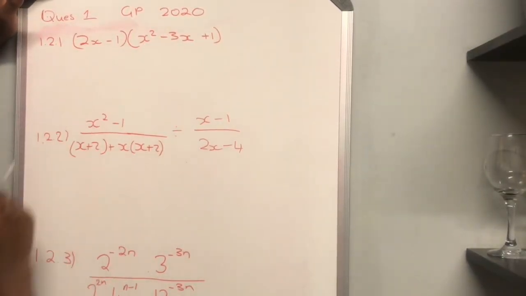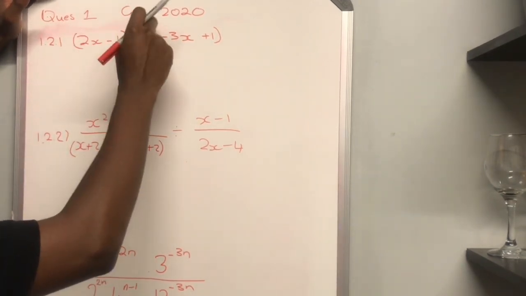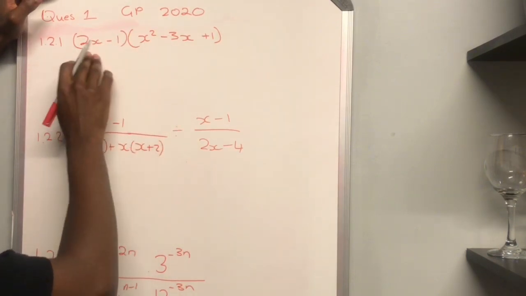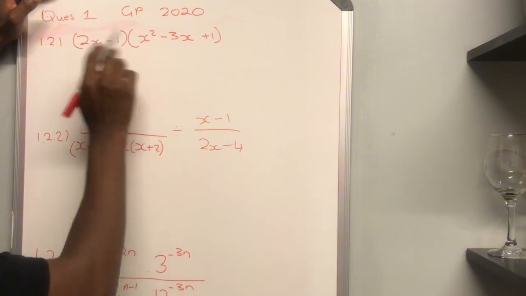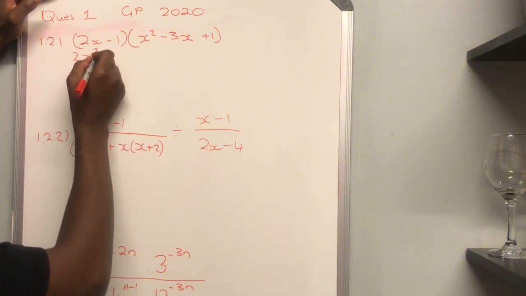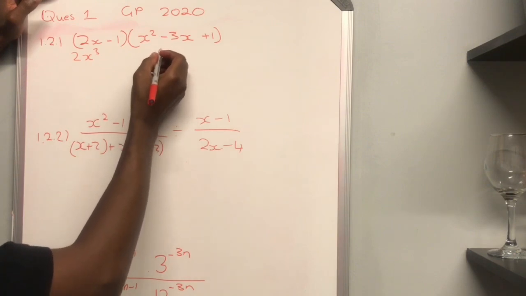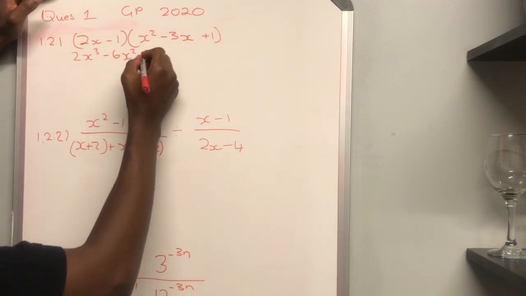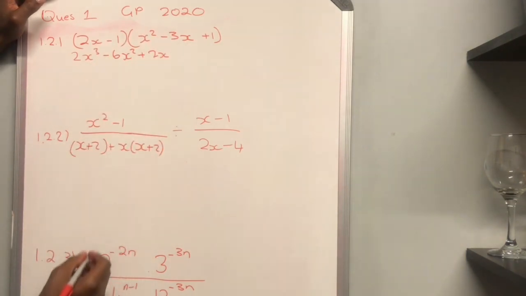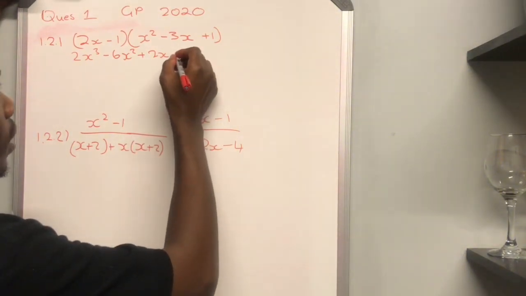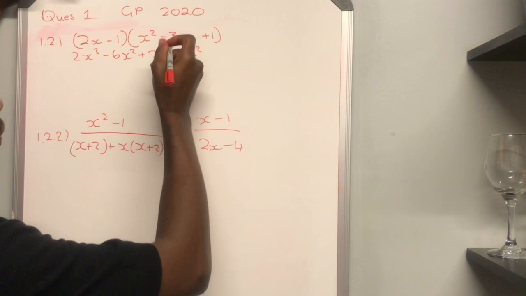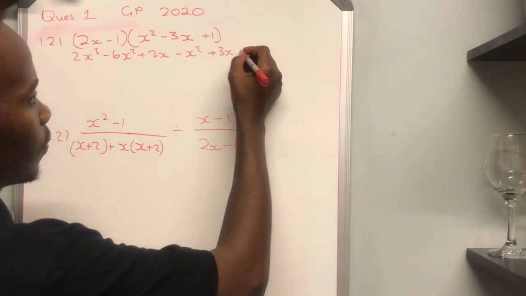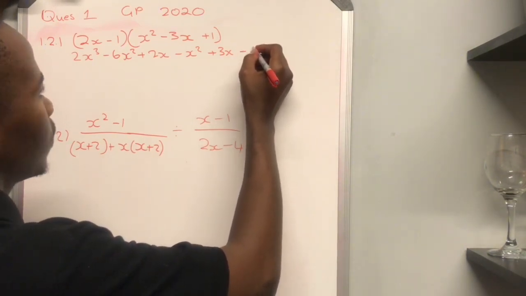Back to the last section for question 1, the whole thing. Now we're simplifying, just taking the inners, multiplying the outers. 2x times x squared is how much? 2x cubed. 2x times negative 3x is negative 6x squared. 2x times 1 is plus 2x. Now we go to the outers. It's negative x squared. Negative times negative 3x is positive 3x. Negative 1 times negative 1 plus positive 1 is negative 1.